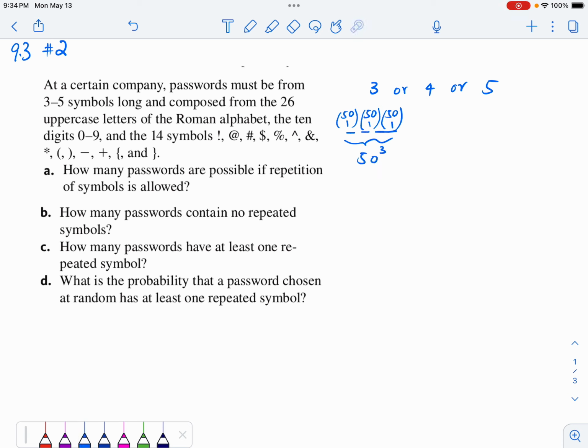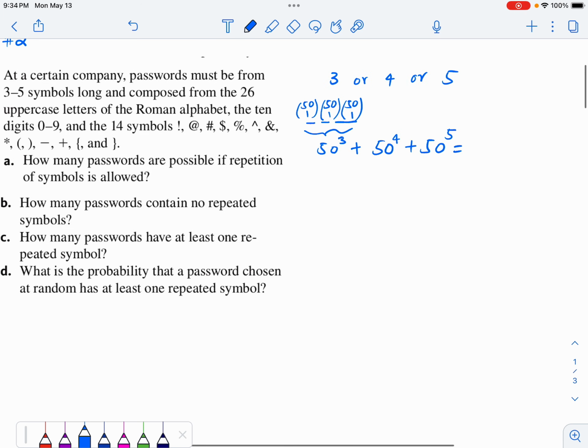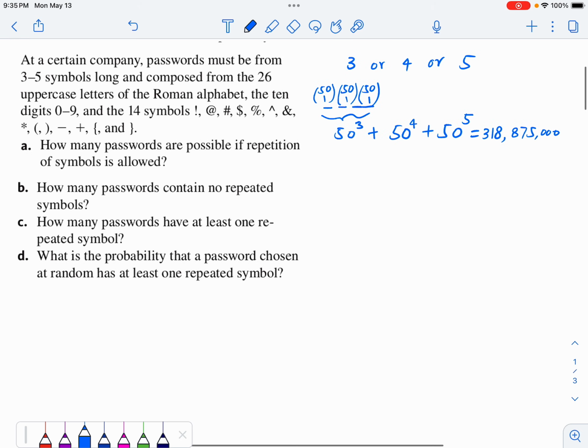Okay, and similarly, just use the same idea. How many ways to form a password if repetition is allowed when it is 4 symbols long? It will be 50 raised to the 4th power. And by the way, it's either-or, so we are going to use the addition rule. So the last one will be 50 raised to power 5, right? With a calculator, this is supposed to be 318,875,000 possible passwords.